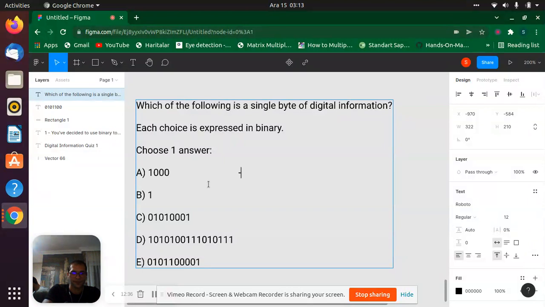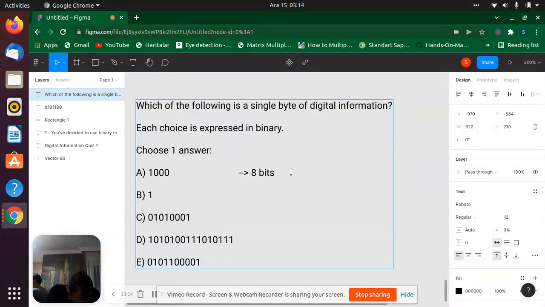The first one will be what? It will be 8 in decimal, because you can think of it as 2 to the power of 3, which is 8, and we don't have anything after this. So this is 8.